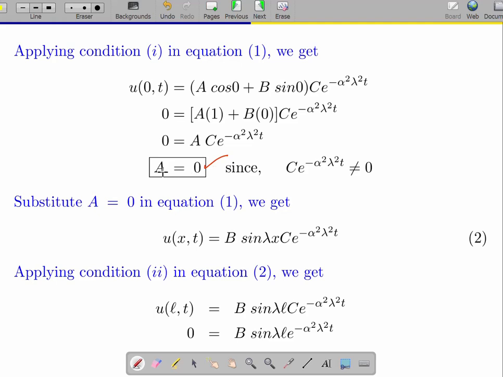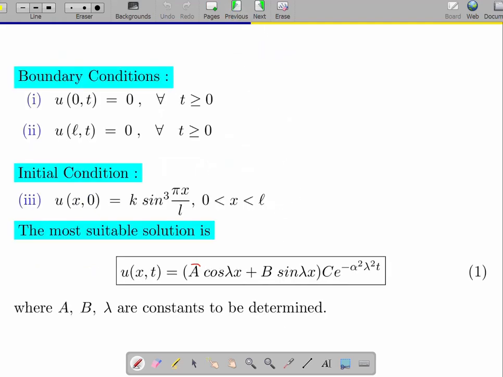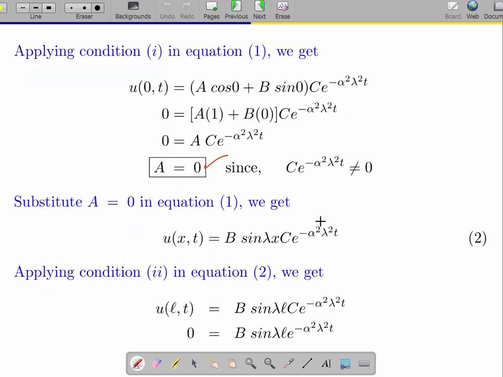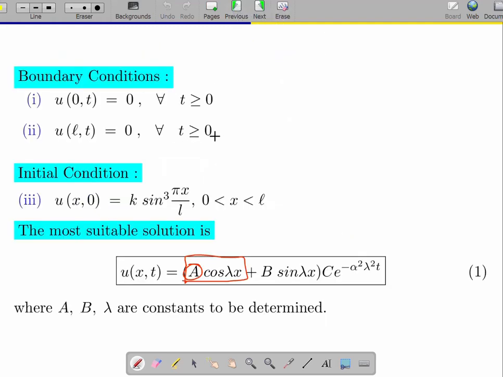Now I replace a is 0 in the previous solution. Instead of a, I replace 0, and the whole term tends to 0. So we get the updated solution: b into sin lambda x, c into e power minus alpha squared lambda squared t. The first condition is over. Now I apply the second condition. What is our second condition? Our second condition is u of L comma t is equal to 0.